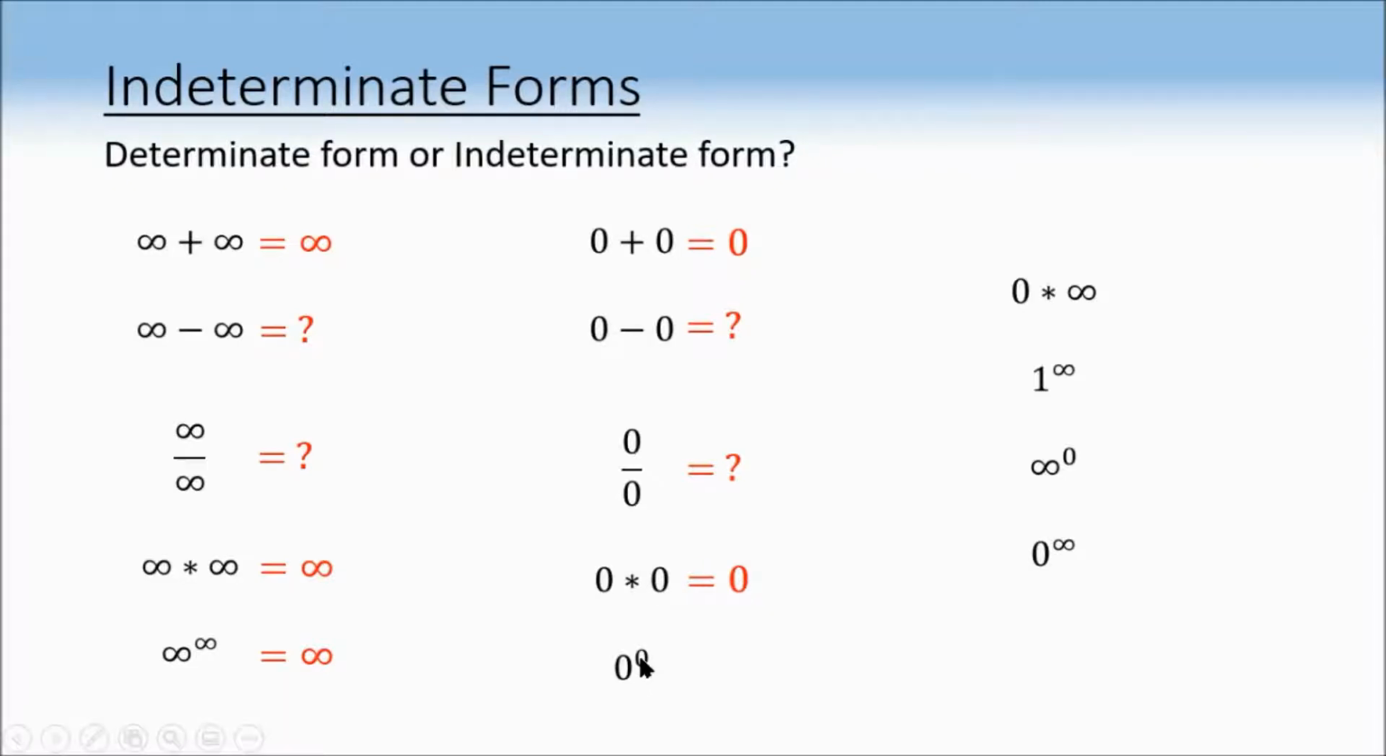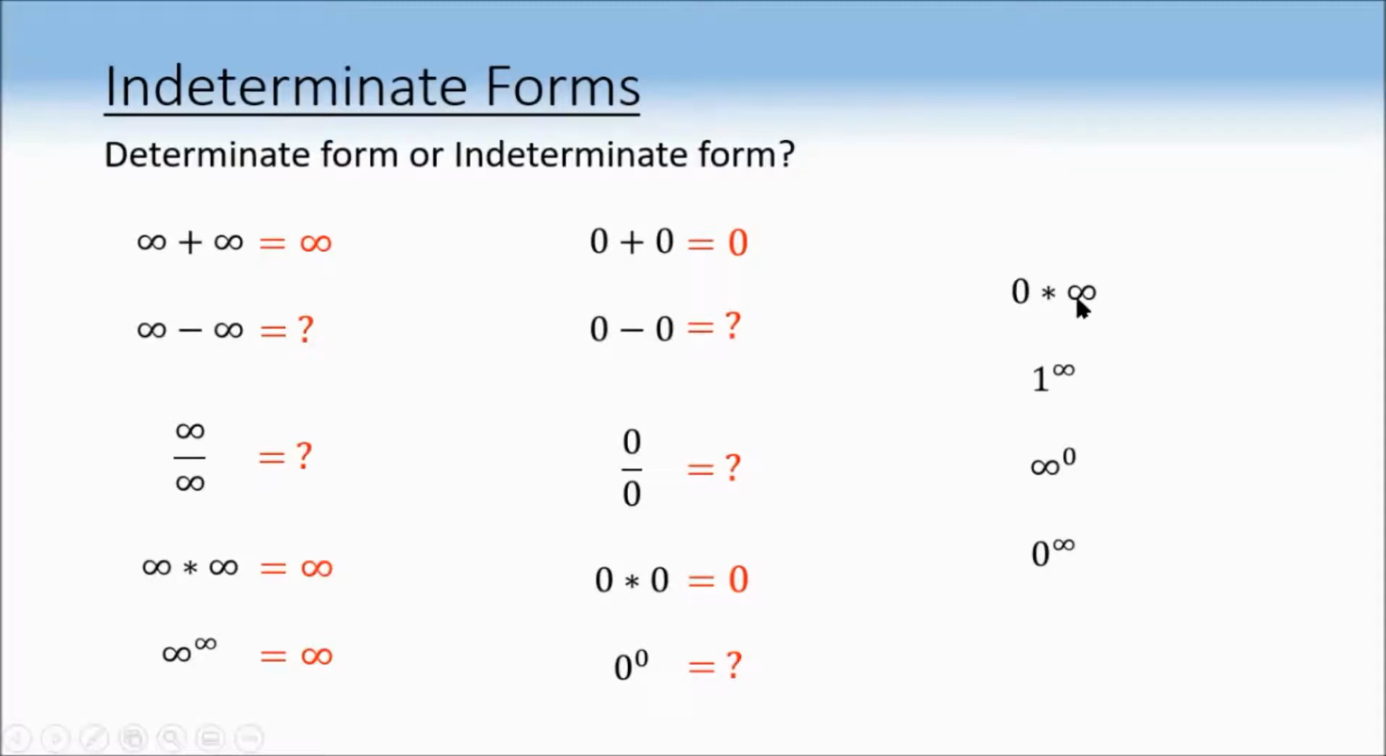0 to the power of 0. So, well, let's see. Shouldn't that just be 0? I mean, if you repeatedly multiply 0 by itself, you get 0. But then again, anything to the power of 0 is 1. I guess that means we don't know what it is. That's indeterminate. We can't figure it out.